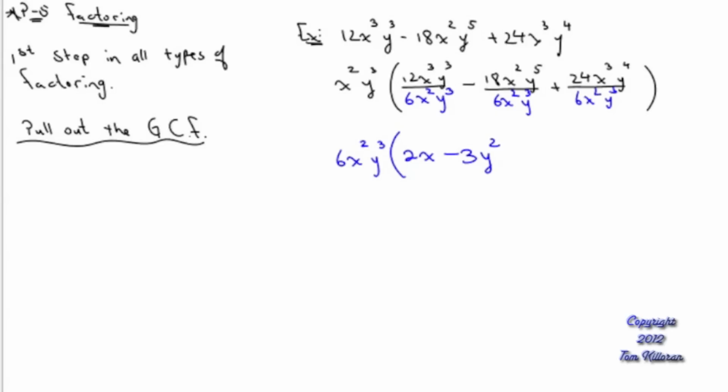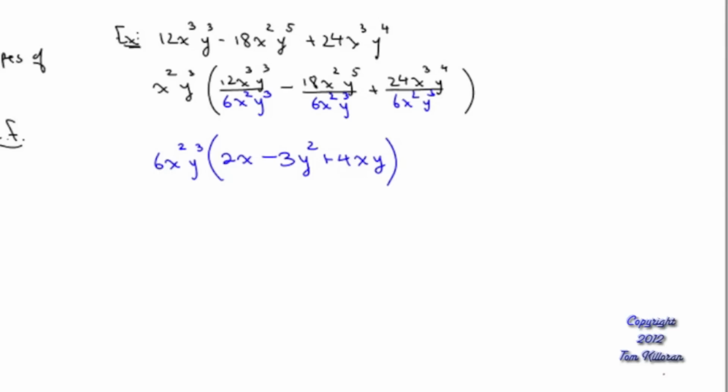y to the 5th over y cubed, y squared. 24 divided by 6, x cubed divided by x squared, and y to the 4th divided by y cubed. If you do this step on paper, you will never ever make a mistake. Ever. Ever, ever. What's the common mistake?